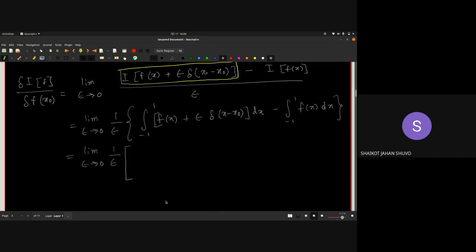So then, what can I do next? I know that integration is a linear operator, right? So this dx or the integration measure will get distributed to this thing. So let's write that down. f of x dx plus epsilon, again it's not a parameter of space-time, that means the coordinates x, y, whatever. So you can pull it out, write down this integral as delta x minus x naught dx, and then there is this guy f of x dx.